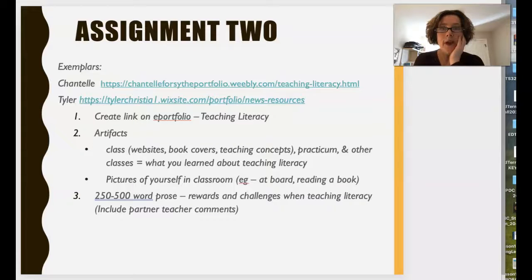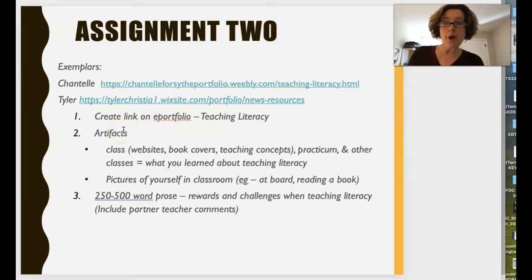All right. I want to just spend a bit of time talking about assignment two. So, this is your lesson plan and e-portfolio. Basically, what I want to do is give you some exemplars. You know this from your assignment. You're going to create a link on ePortfolio called Teaching Literacy.